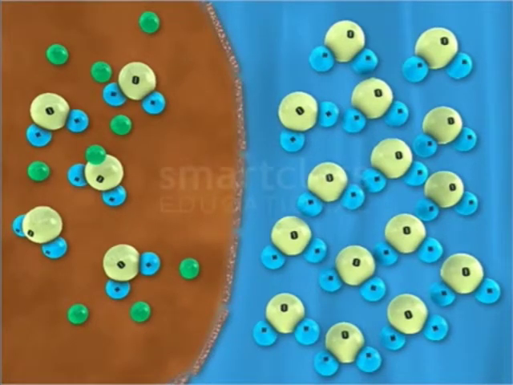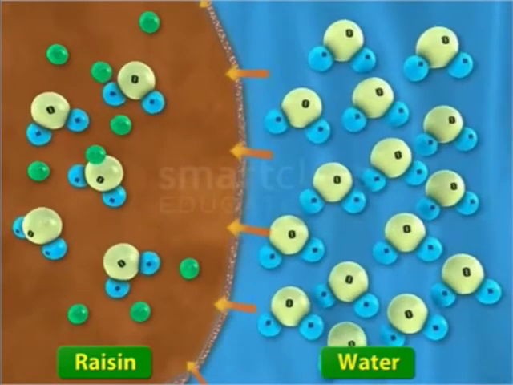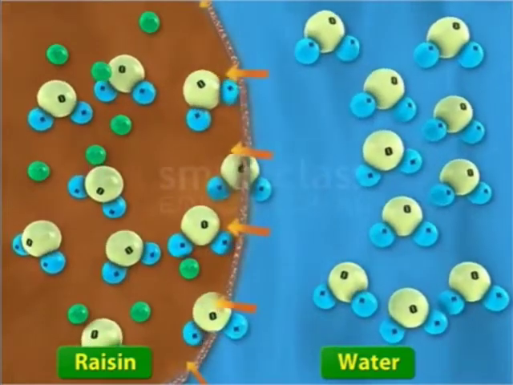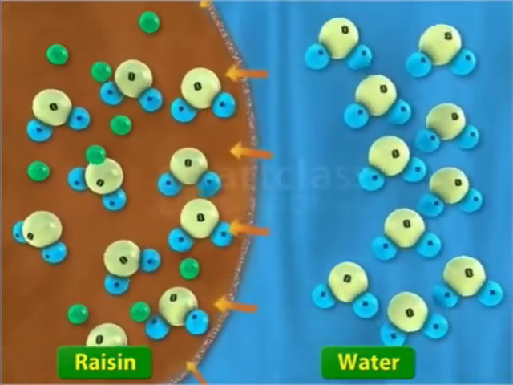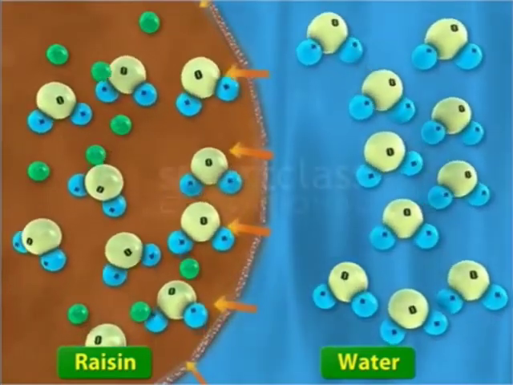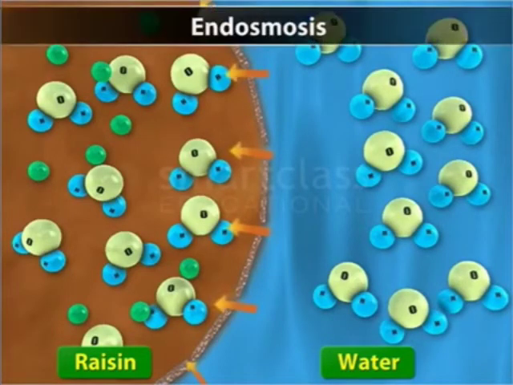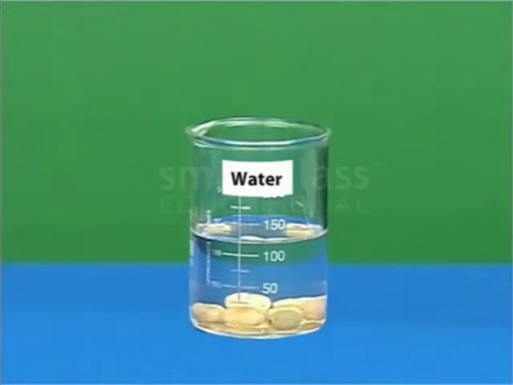Consider the first case, where the raisins were kept in water. The water has a higher solvent concentration than the solvent concentration inside the raisins. Now, due to the difference in concentration, an osmotic gradient is set up, which results in water molecules moving from the water into the raisins. This type of osmosis is also known as endosmosis. This is why the raisins, when kept in water, swell up.